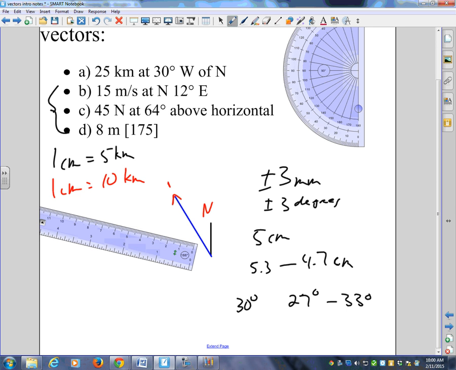Which line has to be drawn? The one with the actual arrowhead on it. This is just the reference line. So how would you measure on your ruler with things like newtons and meters per second? For 15 meters per second, your scale is going to be 1 centimeter equals 3 meters per second. This one, it's going to be 1 centimeter equals like 15 newtons. This one, just check: north of east. Okay. Try those 3 for tomorrow, and then we'll have a look at them.